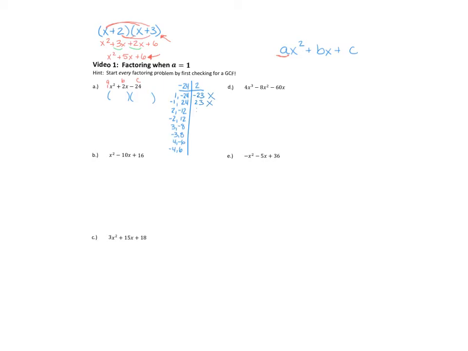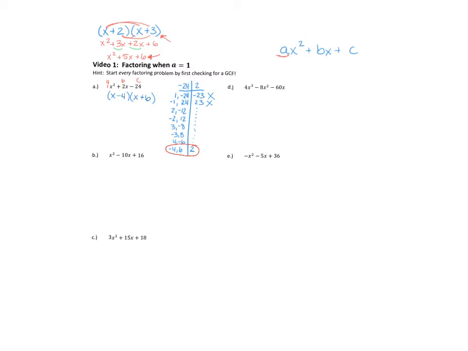And I would continue going through summing all of these terms until I found the correct combination, which in this case is the very last one I wrote down, negative 4 plus 6 gives me a positive 2. So since that is the correct combination, negative 4 and positive 6 are going to be what I use to fill in my binomials. So I should have x minus 4 and x plus 6.